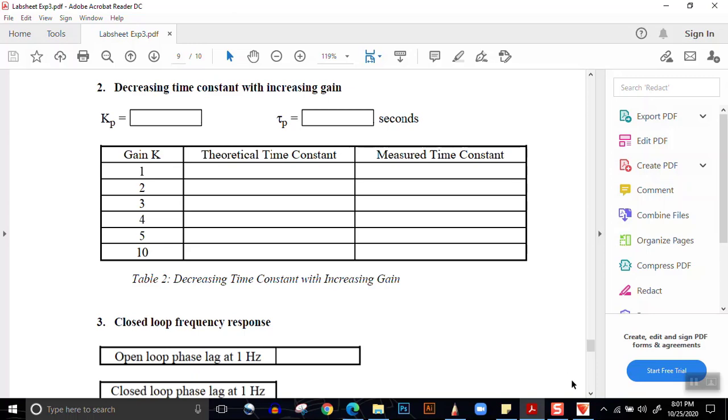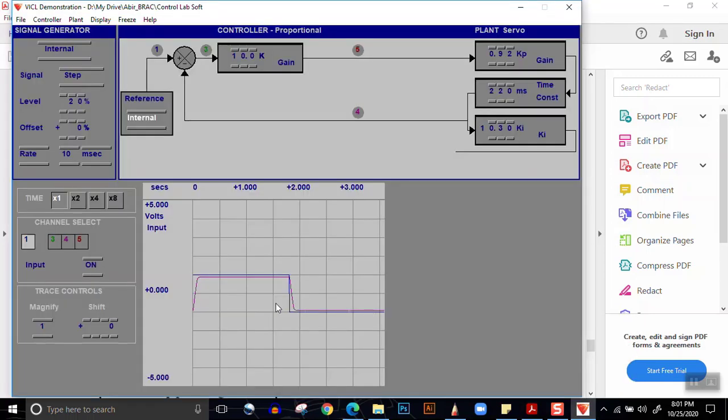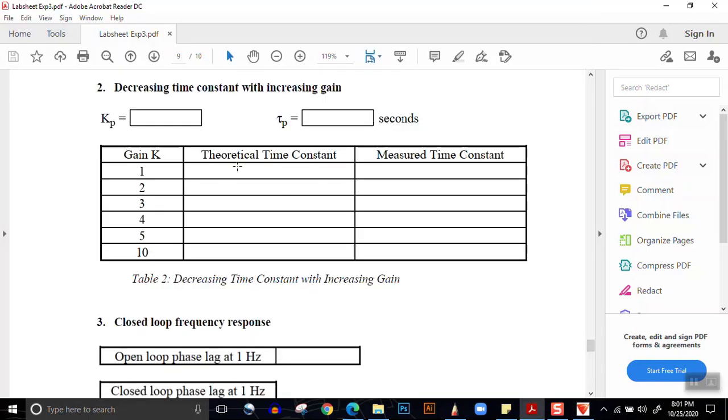And then we measure the time constant. From where do we measure the time constant? We measure the time constant from here. How do we do that? At first we decrease the value of k to 1. Now we use the 63% method to measure the time constant. Then we increase the value to 2. We again use the 63% method to measure the time constant. And for all the 6 data, we measure the time constant. We fill out this table, theoretical time constant from the equation to the left, measured time constant to the right, and we compare these values.